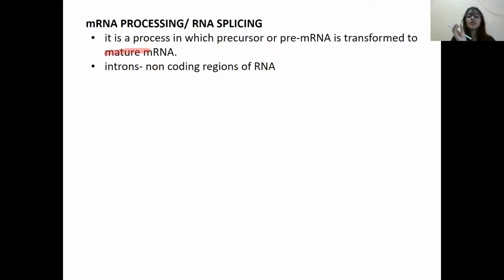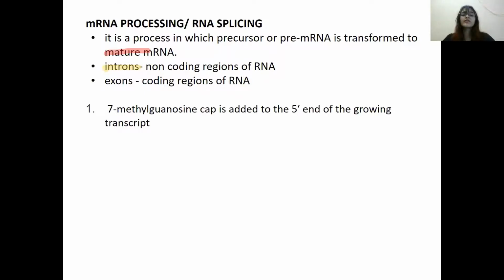So there are some regions in RNA that do not code for anything, but they are important in some way or the other that you don't need to know now. And then there are exons, which are coding regions of RNA. So first of all, in this process a 7-methyl guanosine cap is added to the 5' end of this transcript. This is basically to prevent it from digestion or anything that can break down this newly formed transcript. Then a polyadenine tail is added to the 3' end.